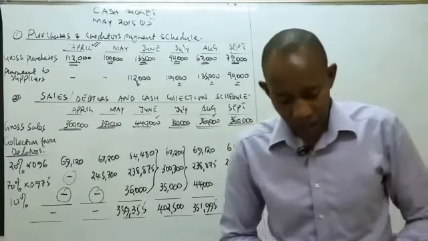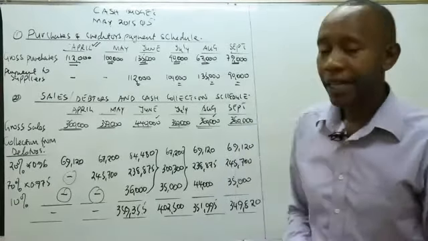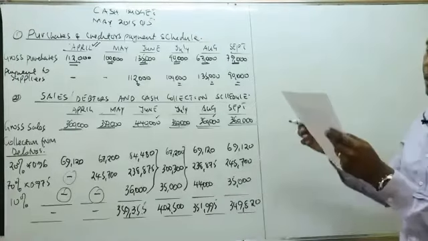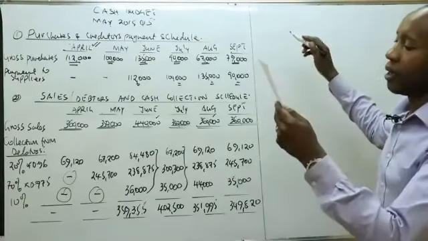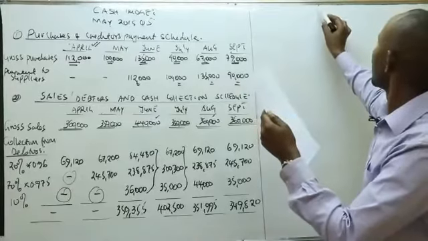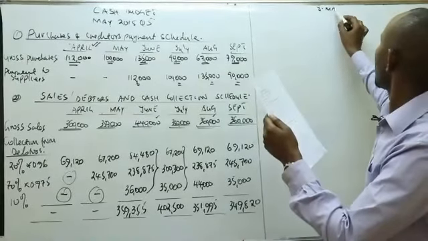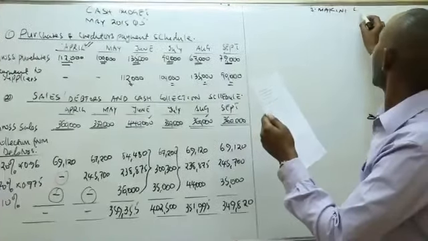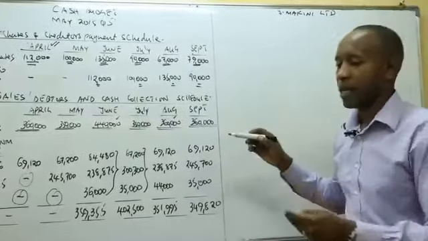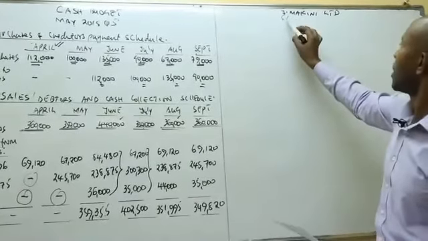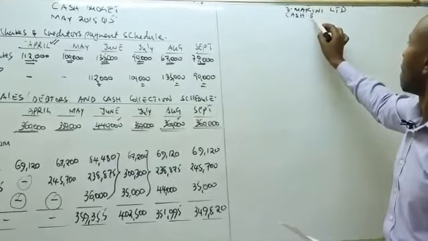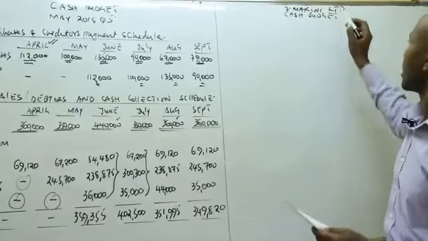Very good. Looks like we are fine. So let's write up the cash budget now. So this will be J McKinney Limited. This is the cash budget.